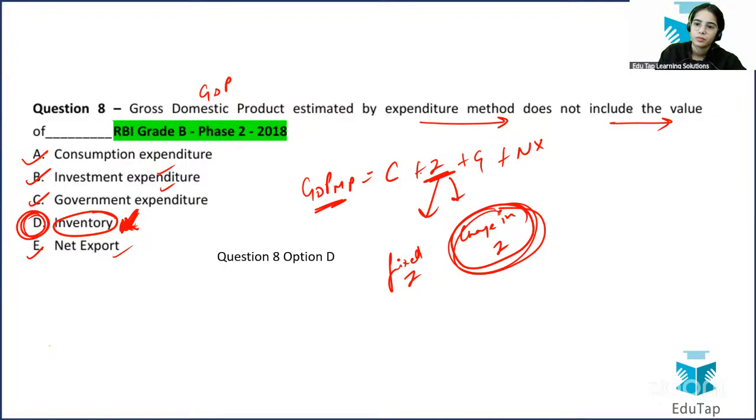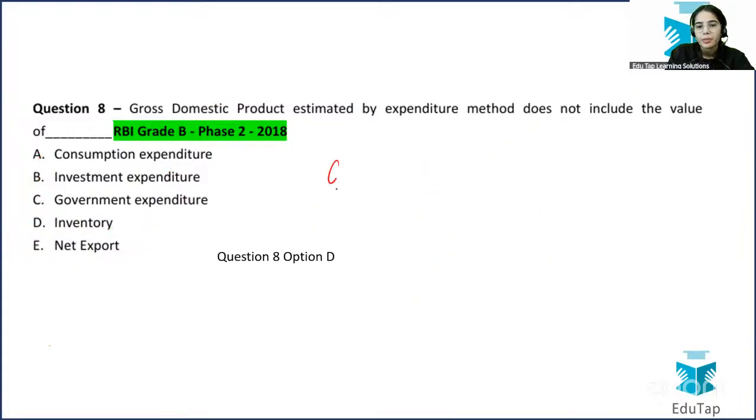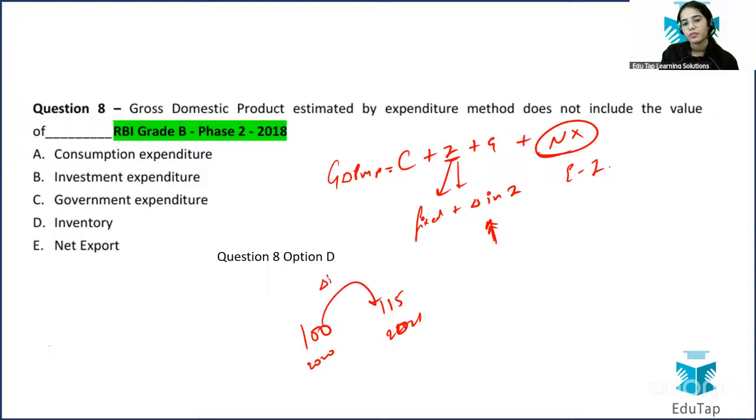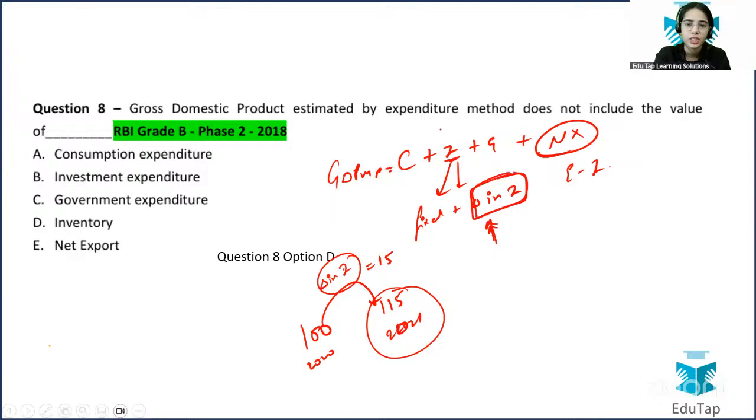So this is the idea. GDP at MP through the expenditure method includes consumption plus investment plus government expenditure plus net exports, that is export minus import. And the investment is your fixed investment plus change in inventories, that is, in 1 year how much increase has happened in the inventories. So if your inventories were 100 till 2020 and in 2021 your inventory is 115, what is the change in inventory? 15. The total inventory is 115, but the change in inventory is 15. So the change in inventory is added in a year in the GDP at MP.